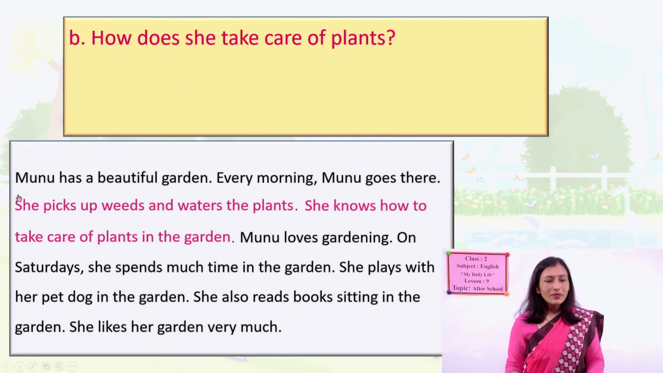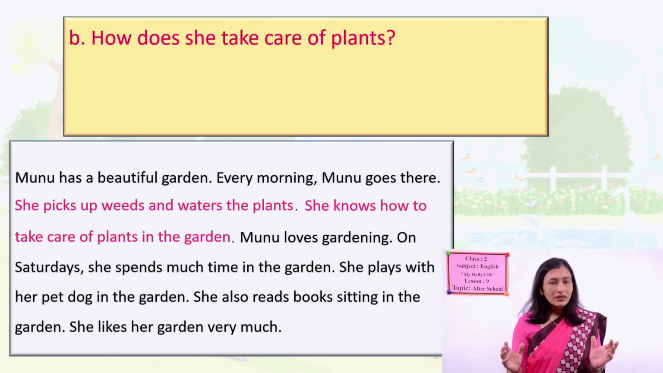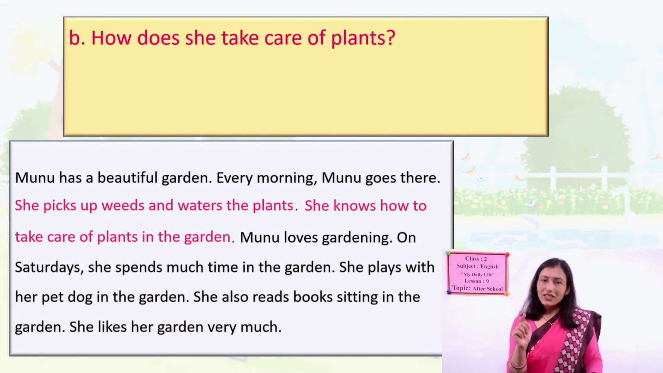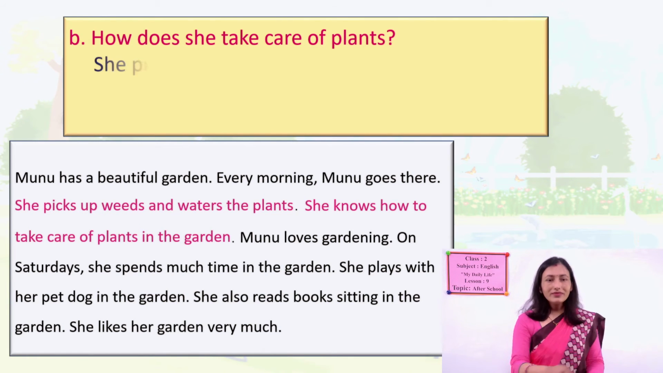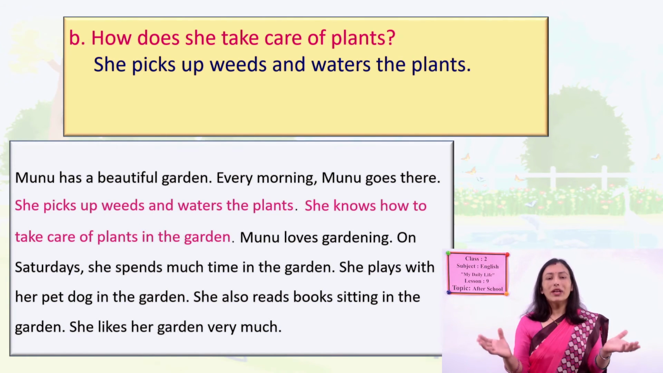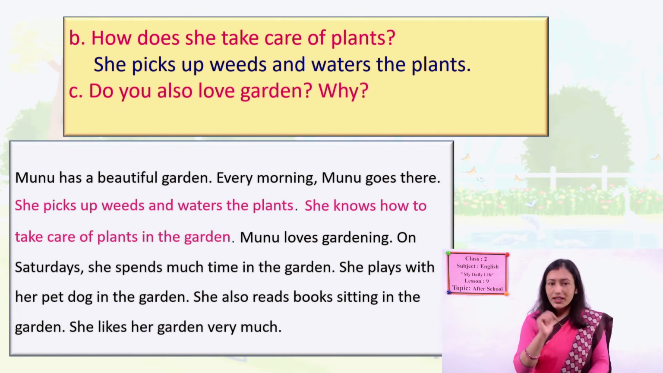Good. She picks up weeds and waters the plants. She knows how to take care of plants in the garden. So how does she take care of plants? Now write the answer in your copy. You have written? Good. She picks up weeds and waters the plants. Yes. And the next question is for you.